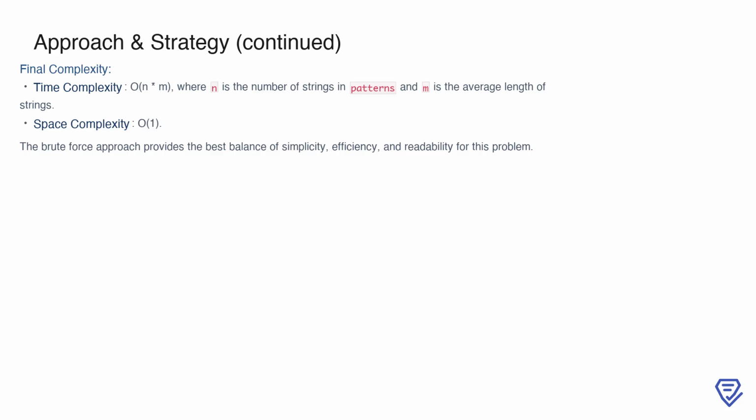Its time complexity remains O(n * m), where n is the number of strings in patterns and m is the average length of these strings. The space complexity is O(1), as no additional memory is required beyond a counter. Given the problem constraints, which typically involve a maximum of 100 strings in patterns and a maximum word length of 10,000, this approach is both practical and efficient. While advanced techniques like hashing or sliding windows may offer theoretical benefits, their added complexity is unnecessary for this problem. The brute force method, with its simplicity and reliance on Python's optimized string operations, is the most appropriate choice.